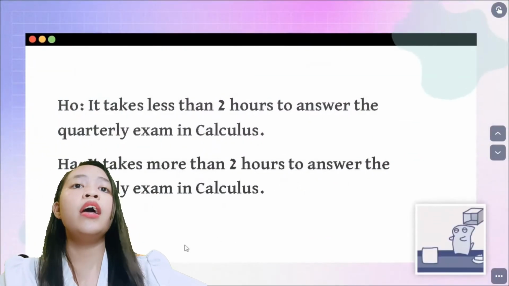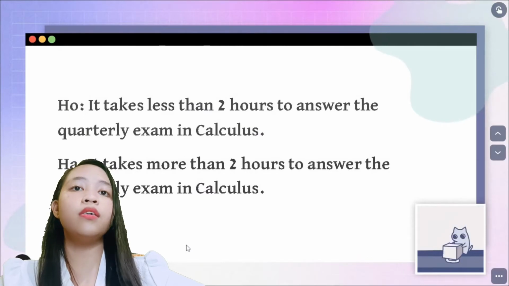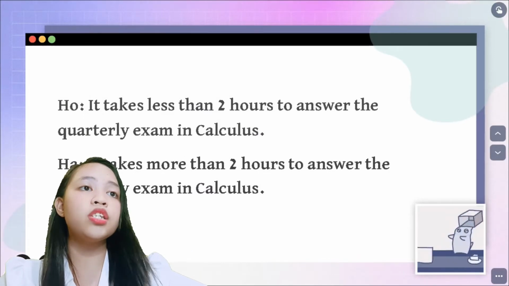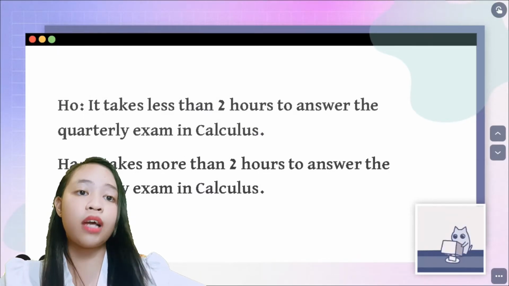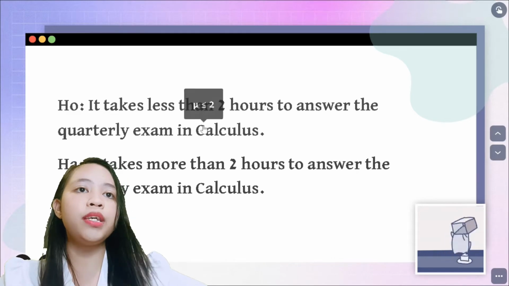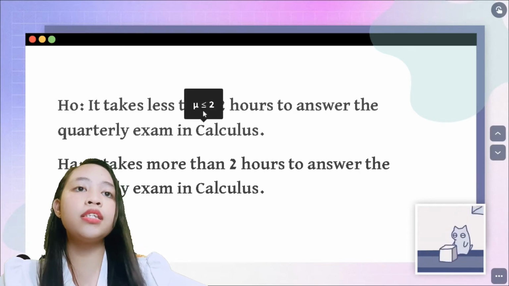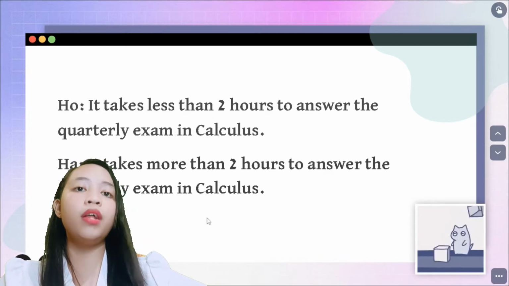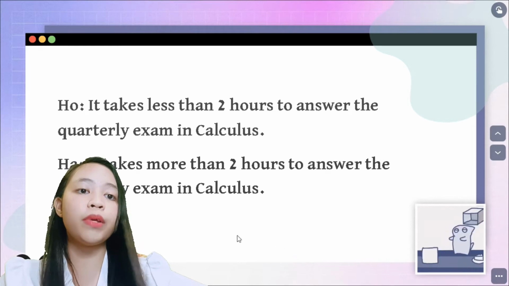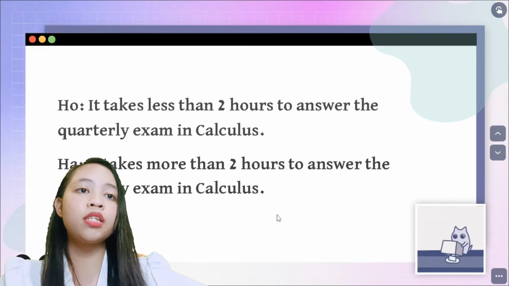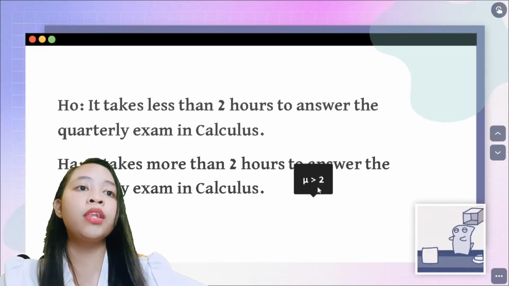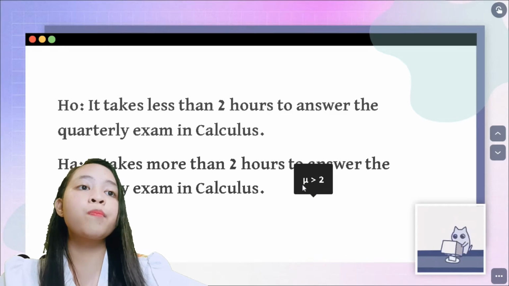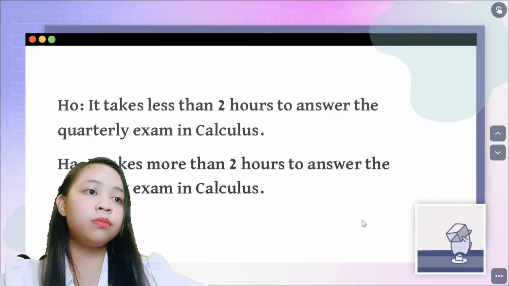Next, we have the null hypothesis: it takes less than 2 hours to answer the quarterly exam in calculus. So the population mean is less than or equal to 2 hours. While the alternative hypothesis: it takes more than 2 hours to answer the quarterly exam in calculus, which means the population mean is greater than 2 hours.